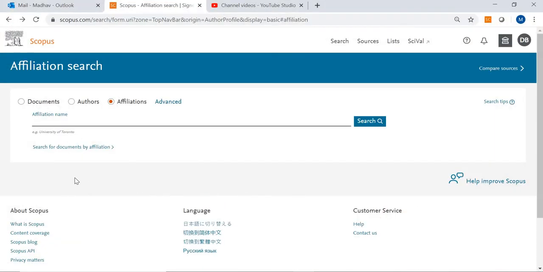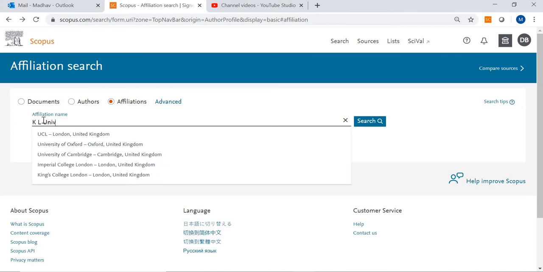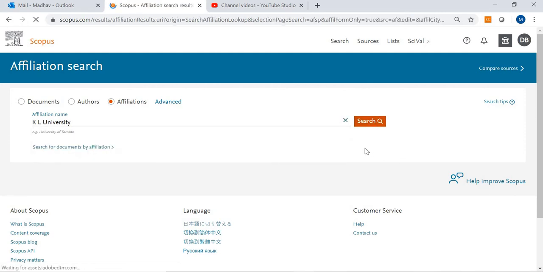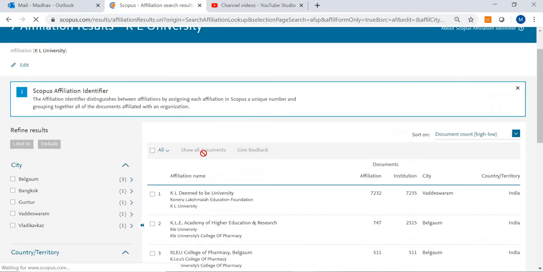In the Scopus database you have the option affiliation. Here you have to type the institute name. Once you type the institute name and click on search, you will be directed to another window where you will get institute related publications and other information. In my previous video I already showed how many publications are there under a particular institute, under what category they are, all those things. But in this presentation I will go to the analysis part.